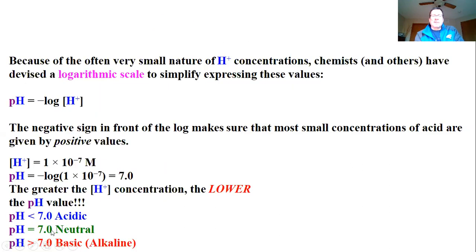So going back to my formula, stuff that is basic is throwing more hydroxide into the solution. So the hydrogen ion concentration will go down. Okay. So that's why as the hydrogen ion concentration goes down, that number gets bigger. And that's why we indicate anything over 7 as basic or alkaline.